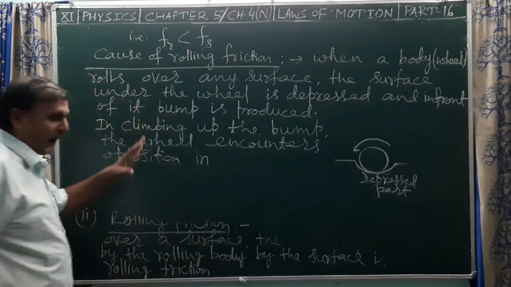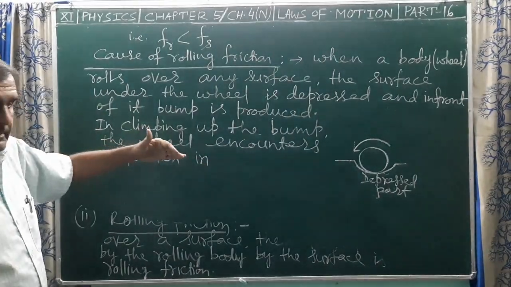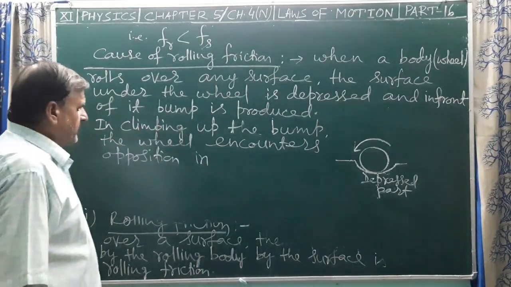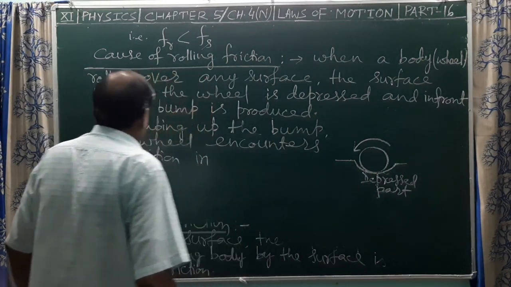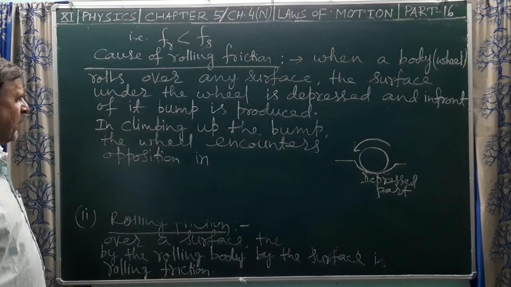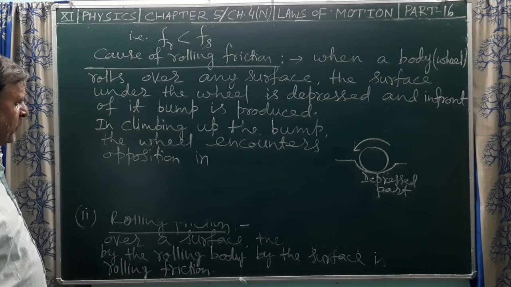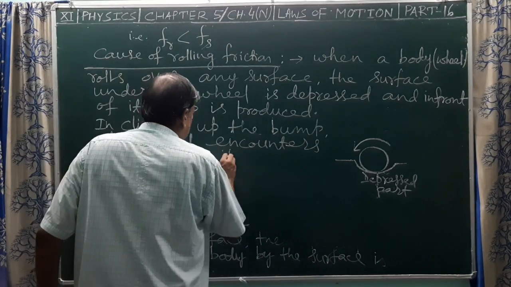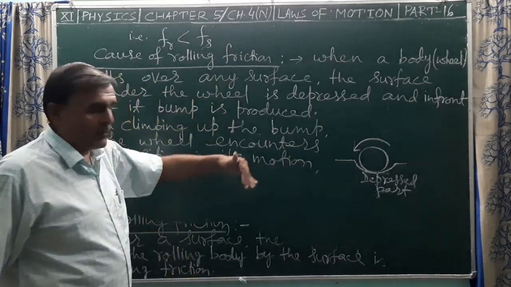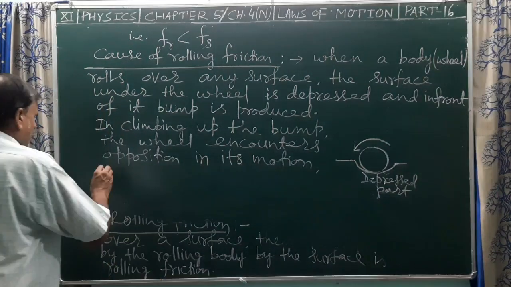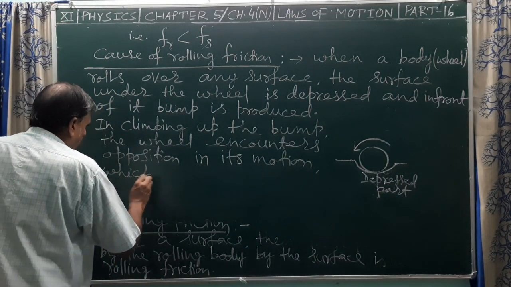Wheel अपने मोशन में रुकावट महसूस करता है by the surface. Opposition. In climbing up the bump, the wheel encounters or faces opposition in its motion, and this opposition is produced in the form of rolling friction. That is, rolling friction is produced.